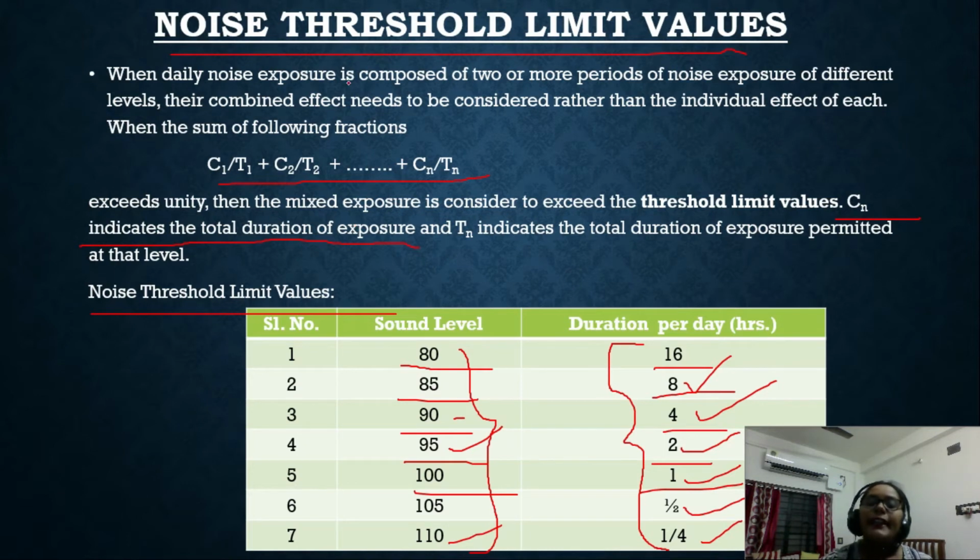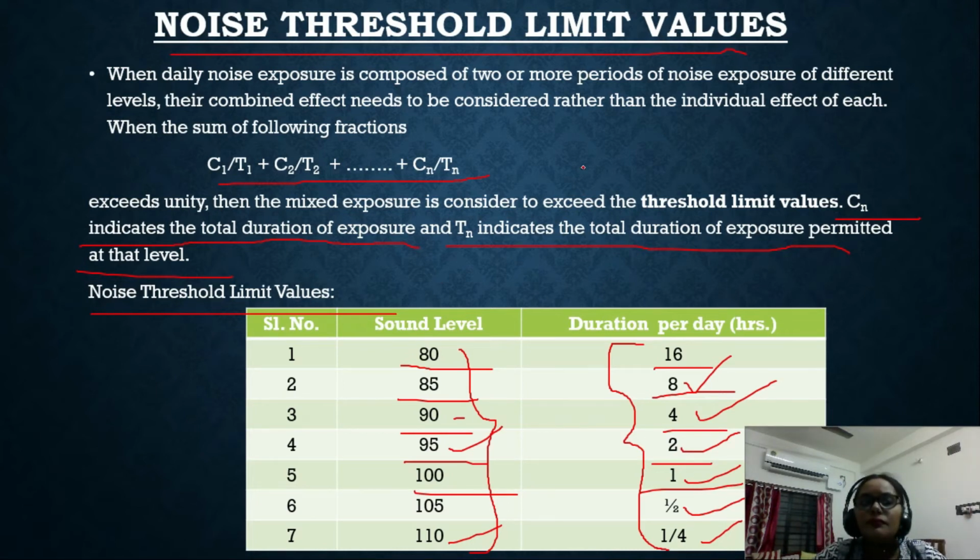Okay. Now, Tn indicates the total duration of the exposure permitted at that level. That means Tn means the permitted exposure, like at 95 decibel, what will be the permitted exposure time? For 95 decibel, that is 2 hours. For 2 hours we can hear the 95 decibel sound. But here, I'm saying 95 decibel for 4 hours is being created. So the Cn value for the 95 will be 4 and the Tn value will be 2.